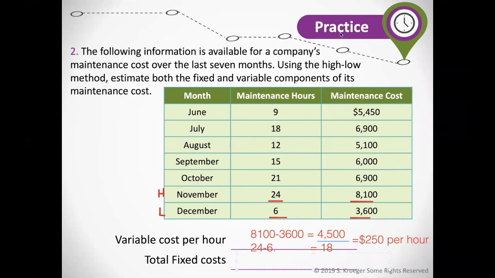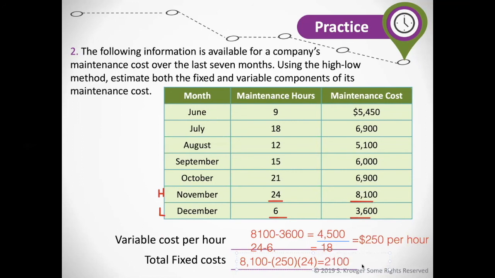Next, we have to find our total fixed cost. Remember, there's 2 ways to do this. I'll do the high way first. We take our highest cost, which is 8,100, minus the variable cost per unit from step 1 times the highest activity level, which would be 24. Remember to multiply this first. 250 times 24 would give you 6,000. 8,100 minus 6,000 equals 2,100.